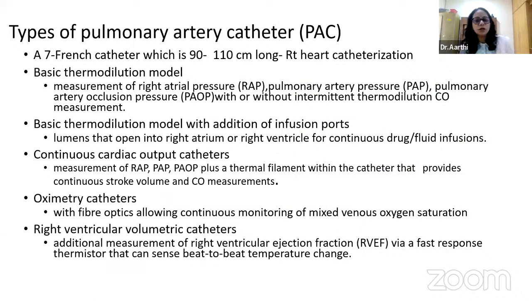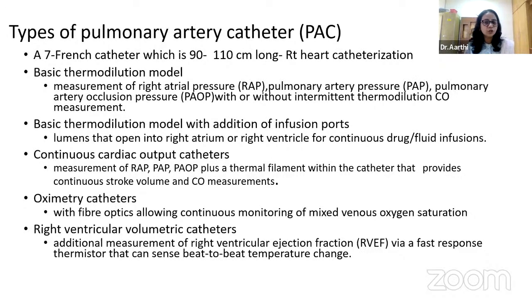So now coming to pulmonary artery catheters. Pulmonary artery catheters are 7 French catheters, normally 90 to 110 centimeters long, used for right heart catheterization. There are different models of pulmonary artery catheters. These are basic models used to measure the right atrial pressure, pulmonary artery pressure, and pulmonary artery occlusion pressures without intermittent thermodilution or cardiac output measurement. This is a basic model, which just measures the right heart pressures and pulmonary artery occlusion pressures.